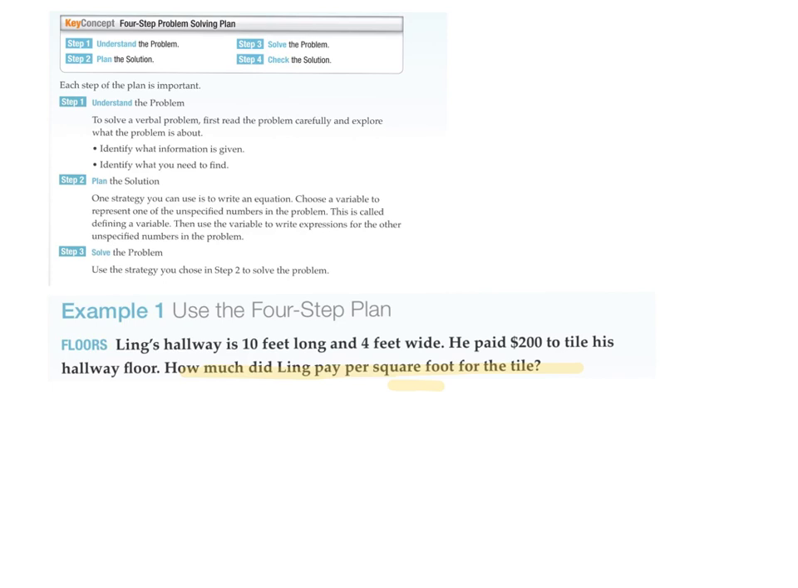we want to figure out how many feet we have. So the only two things that have feet in them are 4 and 10, and we want to know an area. So 10 times 4 gives me my 40 square feet.